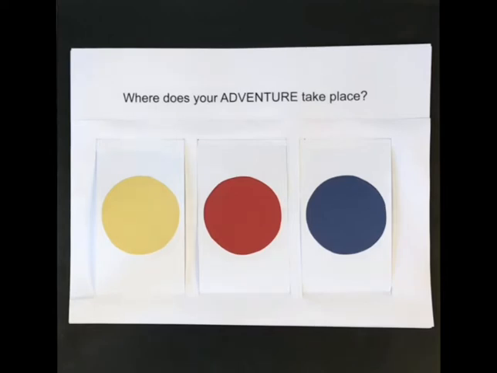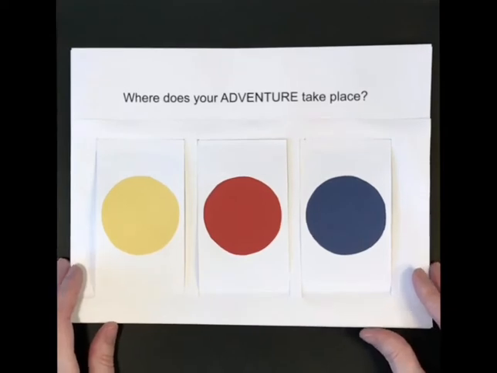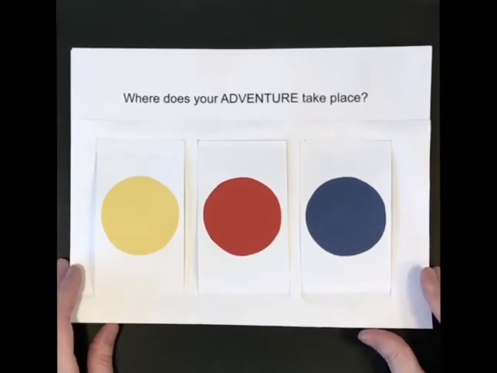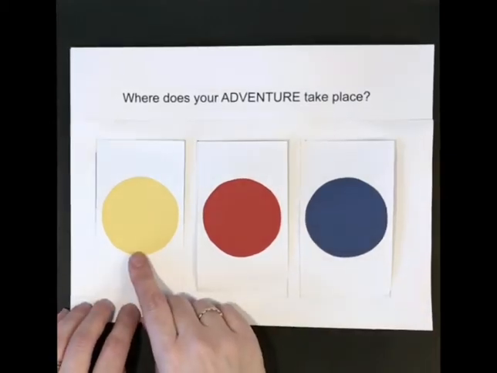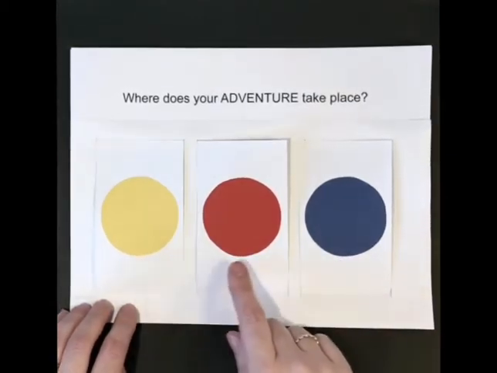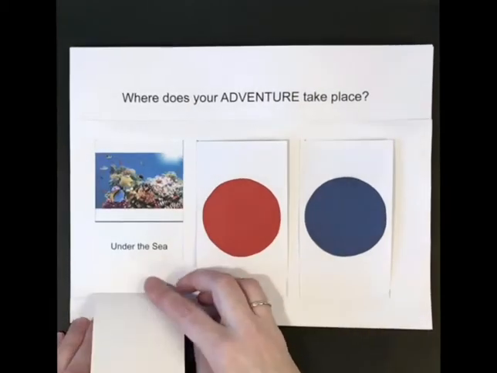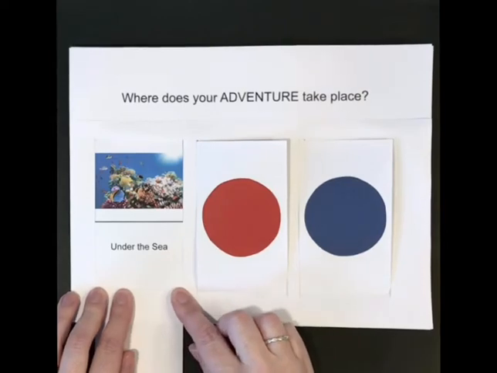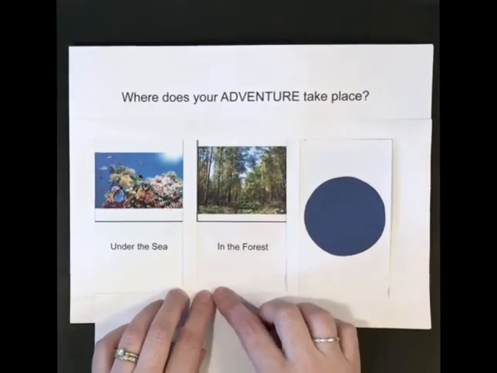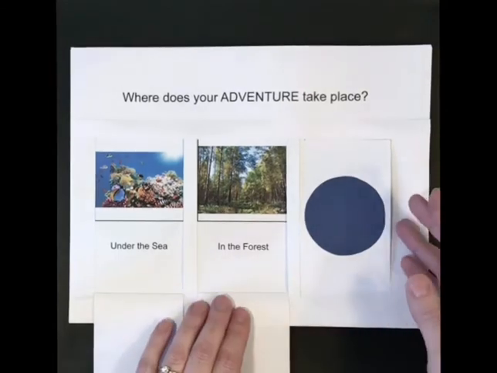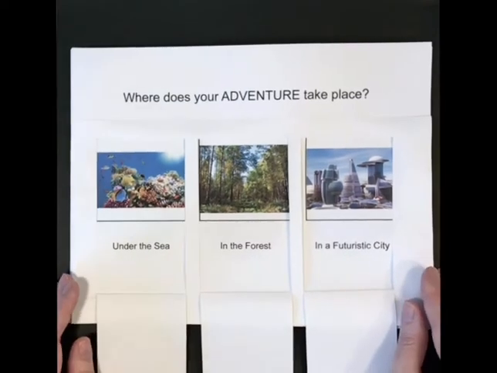The first thing we need to know is, where is our adventure drawing going to take place? What's the setting? So where does your adventure drawing take place? We choose between the 3 primary colors: yellow, red, and blue. If you chose yellow, your adventure takes place under the sea. If you chose red, your adventure takes place in the forest. If you chose blue, your adventure takes place in a futuristic city.